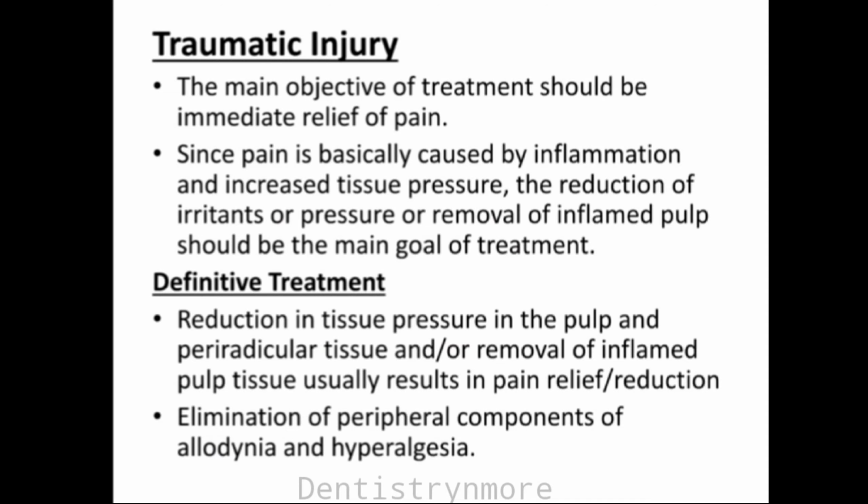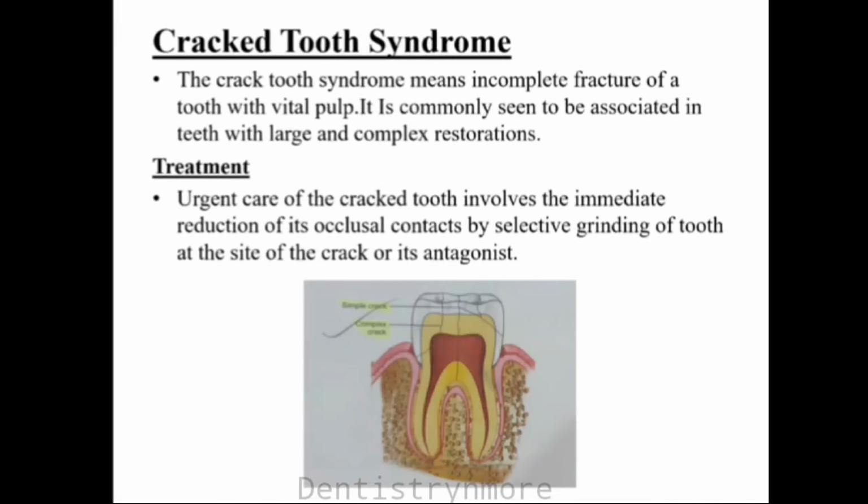Next one is traumatic injury. The major objective of the treatment should be immediate relief of the pain. Since the pain is basically caused by inflammation and increased tissue pressure, the reduction of the irritants or pressure or removal of the inflamed pulp should be the main goal of treatment. And also there is reduction in tissue pressure in the pulp and periradicular tissues, or removal of any inflamed pulp tissue, that results in the pain relief or reduction.